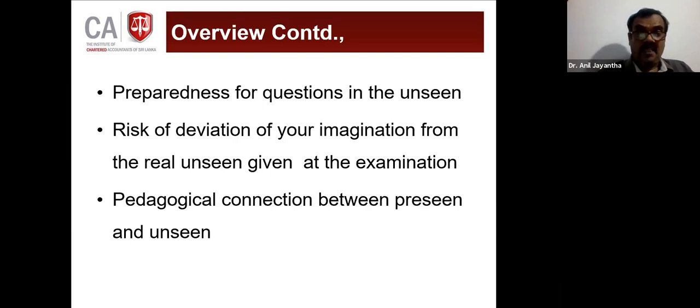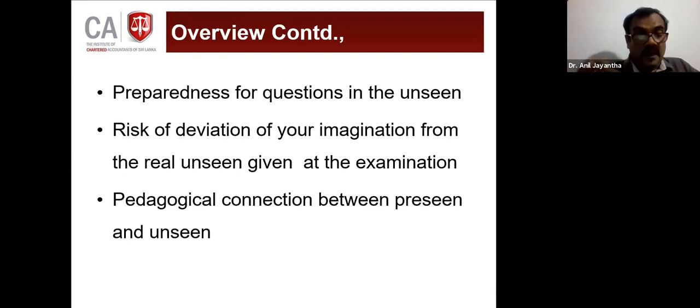Therefore, there is a very, very little chance that the unseen would come outside of the intended learning outcomes of your specific course unit. Here there are 4 courses: reporting, taxation, financial management, and strategic management. Then what are the specific learning outcomes? You are supposed to think that, whether it is preseen or unseen, in the process of connecting both, there is a very, very little chance. You can think that there is no chance of having something outside these learning outcomes.